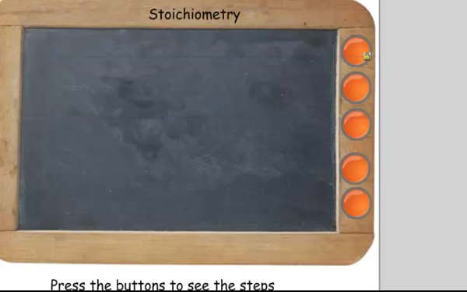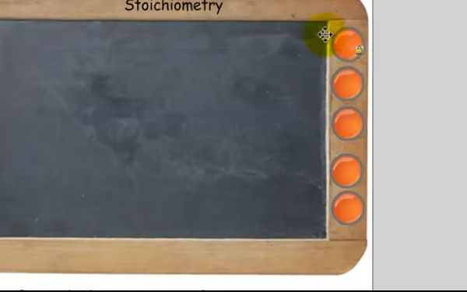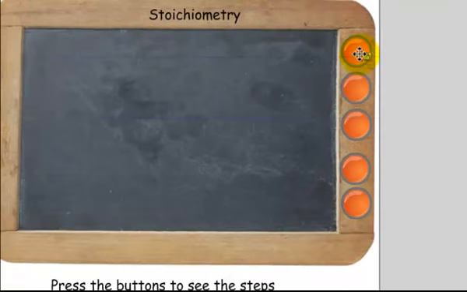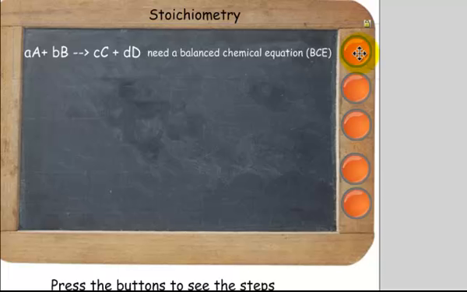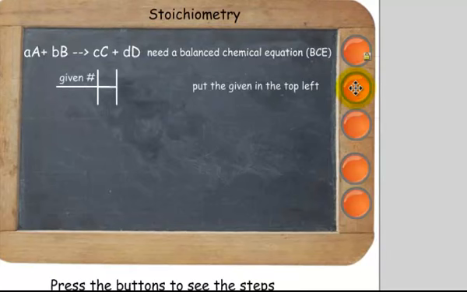All of these problems follow a pattern. The first thing you need is a balanced chemical equation. And here I have written a generic balanced chemical equation. The next thing you need depends on what you've been given. Always put the given in the top left of your dimensional analysis.